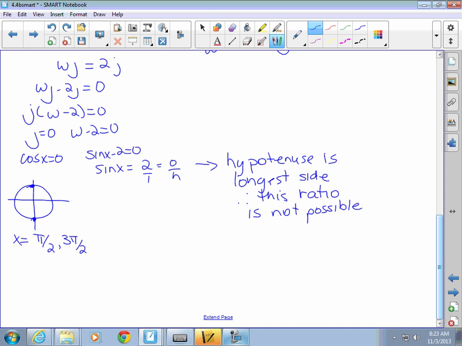Okay, you could have drawn out your triangles and discovered that yourself, that there is no time when you can have one of your sides larger than your hypotenuse. So that means that this one here doesn't have a solution. So your solution for this particular equation would be pi over 2 and 3 pi over 2.